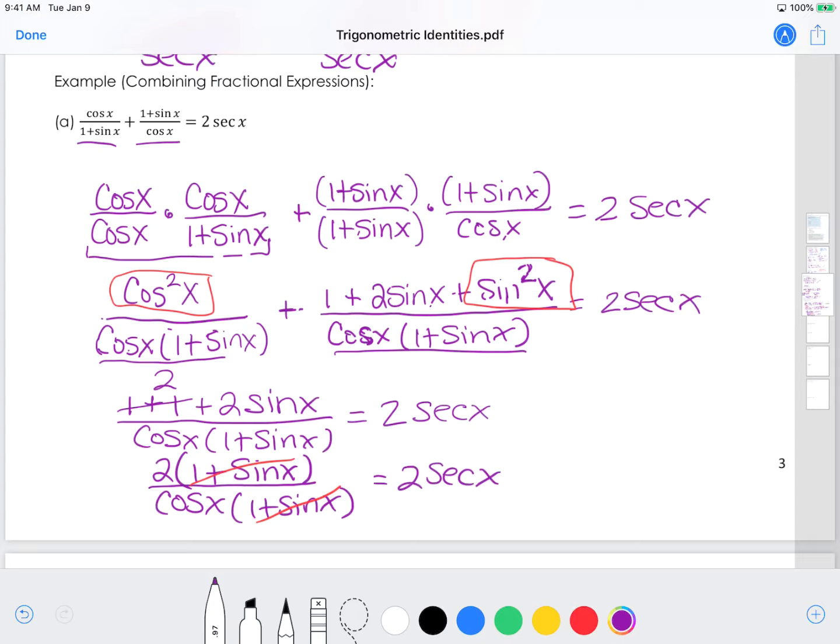I'll finish it over here because I'm starting to run out of room. That leaves me with 2 over cosine x is equal to 2 secant x. As you recall, secant and cosine are reciprocals, so I can pull that cosine up in the numerator as a secant, because if I flip it upside down, it becomes secant. So that becomes 2 secant x is equal to 2 secant x. And we just showed that that big mass with those two fractions on the left is all equal to just 2 secant x.